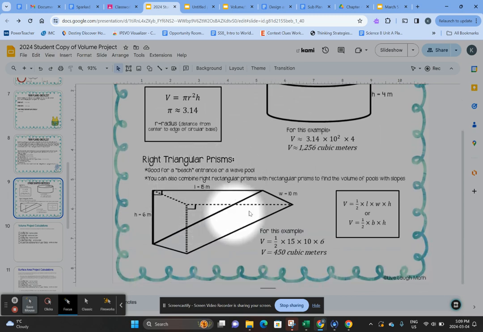A right triangular prism, this would be great for a diving pool as it gets lower as you go down. It gives you the formula here. Normally, if it was a rectangular prism, our calculation would be length times width times height. But because it's a right triangular prism, only in this case when it's right triangular, you can use this formula to calculate the volume of the diving pool. Half length times width times height, or 1/2 times base times height.